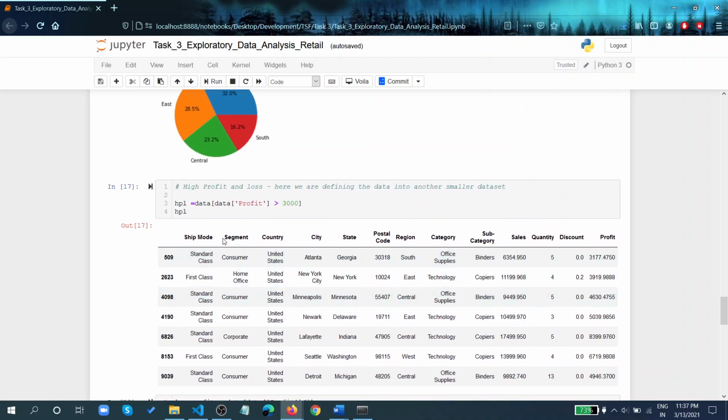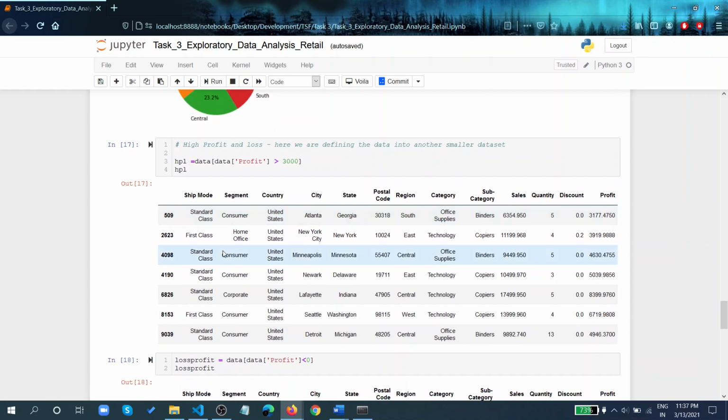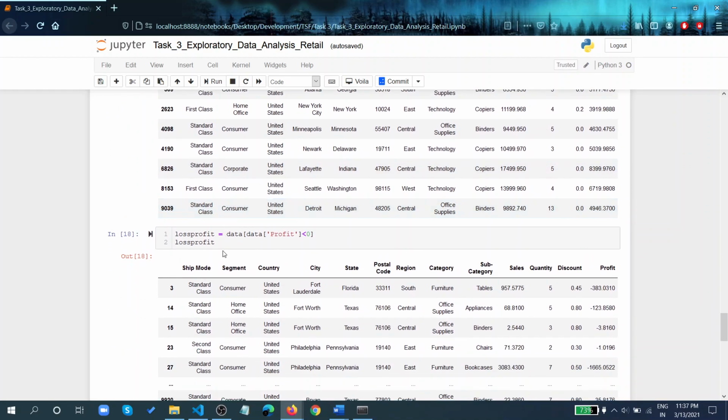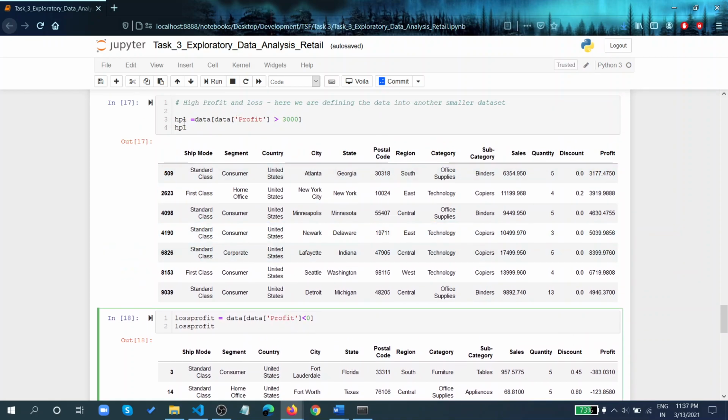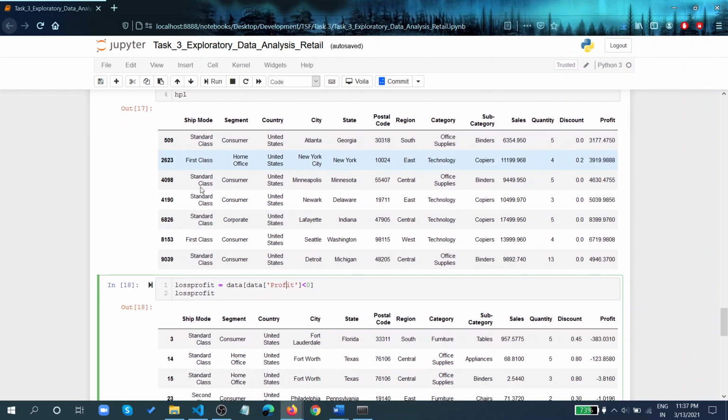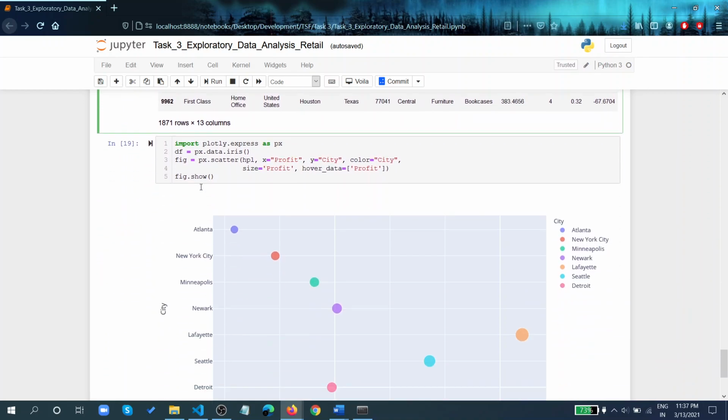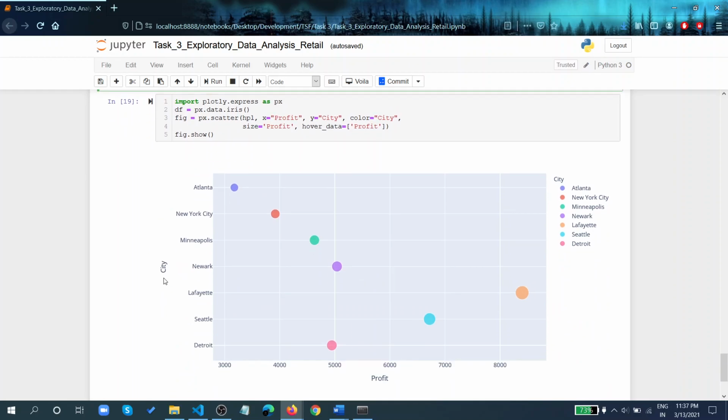So now we are making the data set smaller by taking the data for the profit greater than 3,000, and checking for the loss, that is the profit less than 0. Here they are cutting at high profit and loss that is greater than 3,000. Again we are visualizing the profits, and we can hover over the circles to see which city and what the profit of that city is.